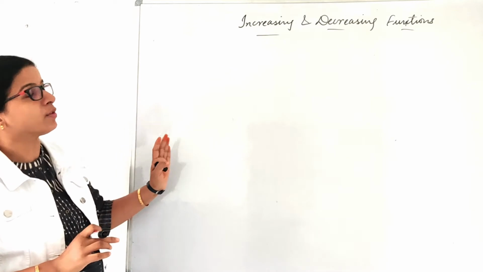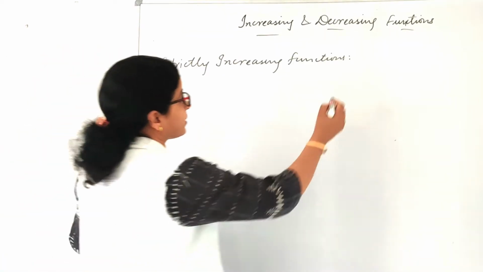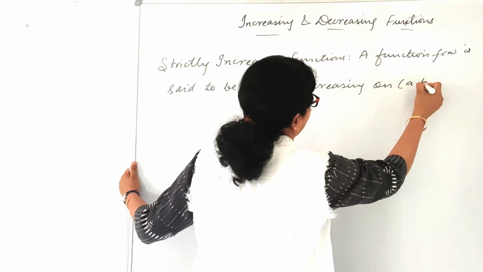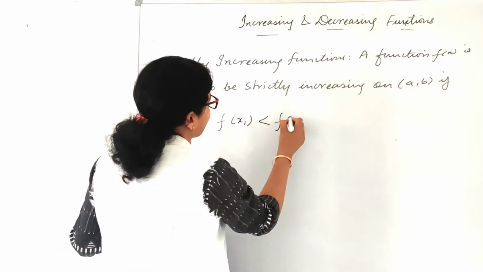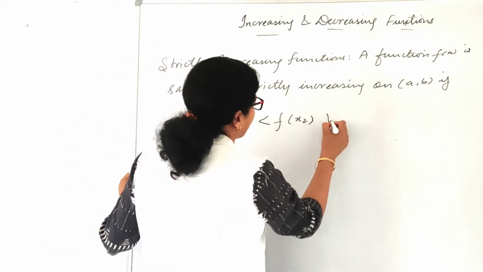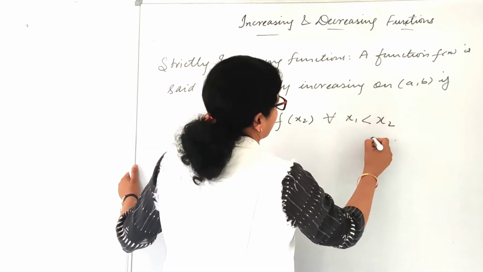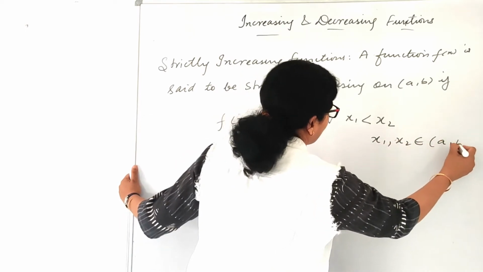So let us first start with strictly increasing functions. A function f(x) is said to be strictly increasing on open interval (a, b) if f(x1) is less than f(x2) for all x1 less than x2, where x1, x2 belong to the open interval (a, b).